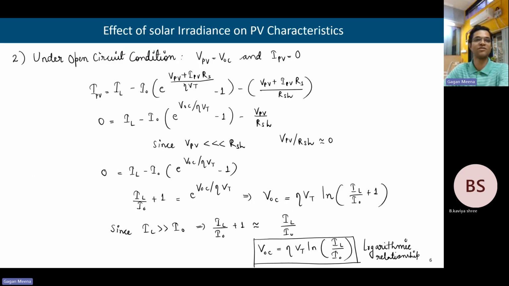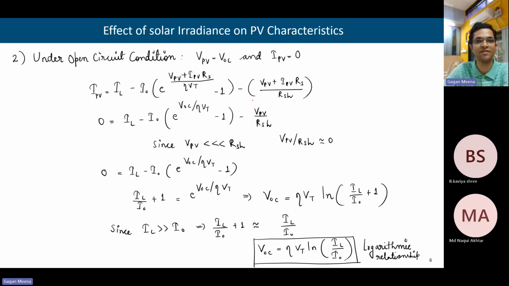Similarly, we can do the same thing for the open circuit condition. In the open circuit condition, what will happen? The output current will become 0 and the voltage will be the open circuit voltage. If we substitute these two values, then this current is 0 and VPV will become VOC. This VPV is also VOC, and this will also become VOC here.